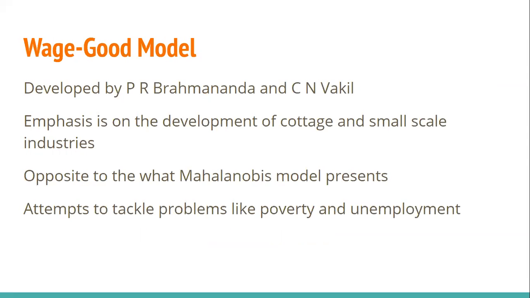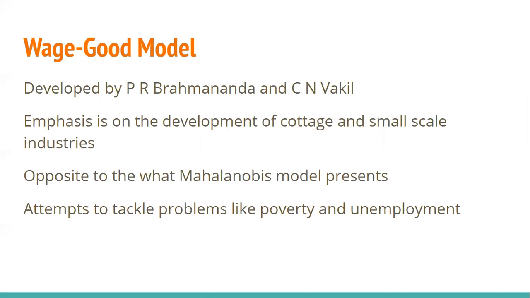At the time of the initiation of the second five-year plan, another model came for discussion before the Planning Commission, called the Wage Good Model. This model was scripted by two prominent economists in our country, P.R. Brahmananda and C.N. Vakil. Quite different from the heavy industry model, the Wage Good Model gives much importance to the development of cottage and small-scale industries. It is, of course, the opposite of what the Mahalanobis model presents. While the Mahalanobis model stresses heavy industrial development, the wage good model stresses the small-scale and cottage industries. So this model, quite different from the Mahalanobis model, seems to be attempting to tackle the problems of poverty and unemployment in India.